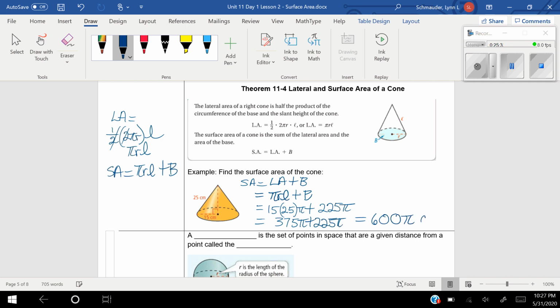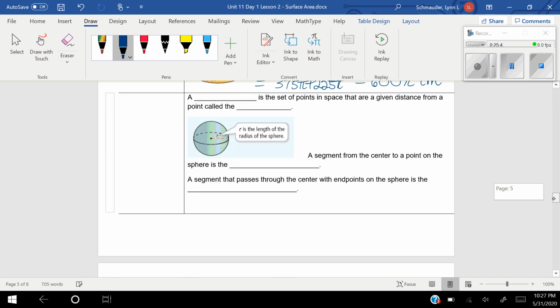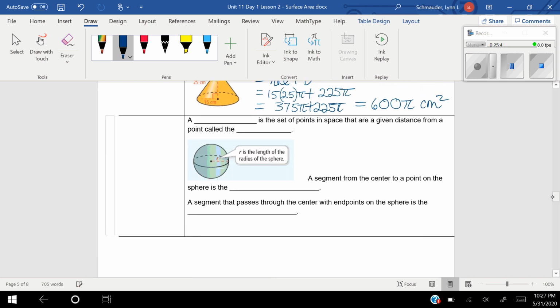And what do we got? Centimeters? Square centimeters. All right, surface area of a cone: pi r L plus pi r squared. Got to remember that. Okay, now we got a sphere.